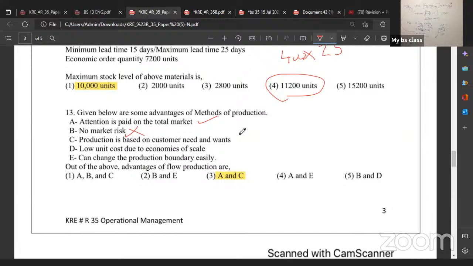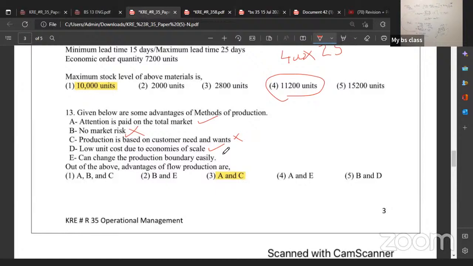There is no such thing in flow production, right? In flow production, customer needs and wants are not catered for, because flow means a high quantity, a large scale. Low unit cost due to economies of scale, yes, because costs are reduced a lot, the unit cost is low. Can change the production boundaries easily, no. You can never go for easy changes. Right? You cannot go for easy changes.